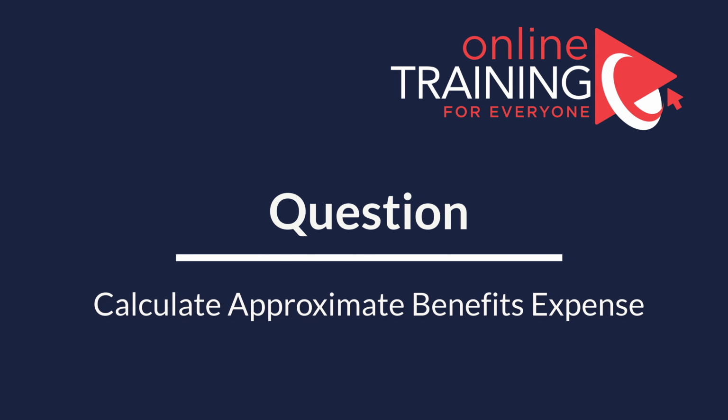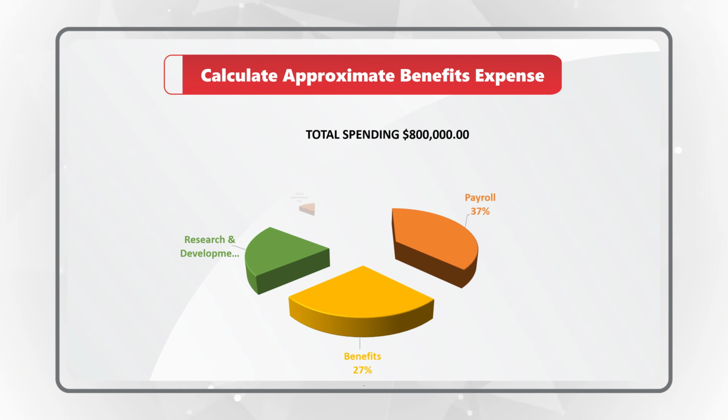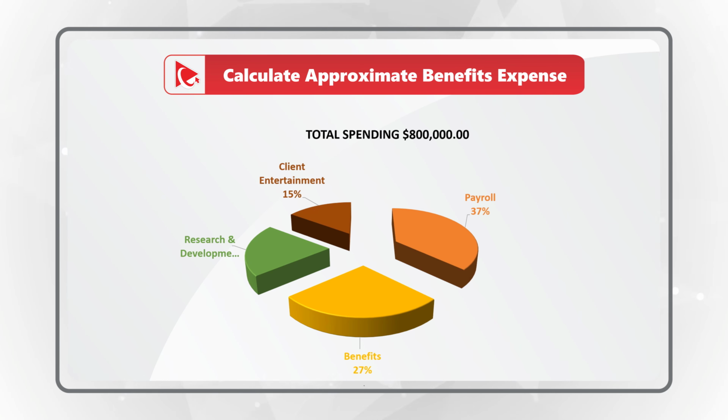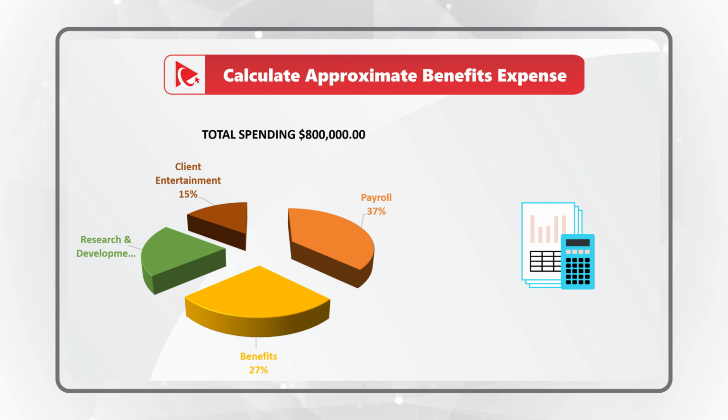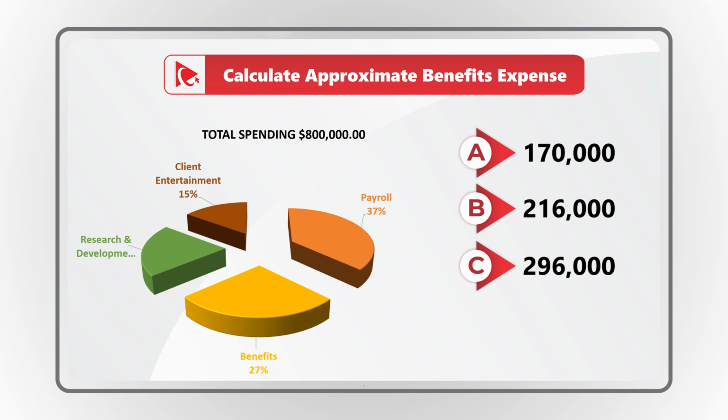You're presented with total company spending, which is equal to $800,000, and you need to calculate an approximate benefits expense. In addition to benefits on the chart, you also see payroll, research and development, as well as client entertainment amounts. You are presented with 4 different choices for which you need to do mental calculations. Choice A, $170,000. Choice B, $216,000. Choice C, $296,000. And choice D, $360,000.